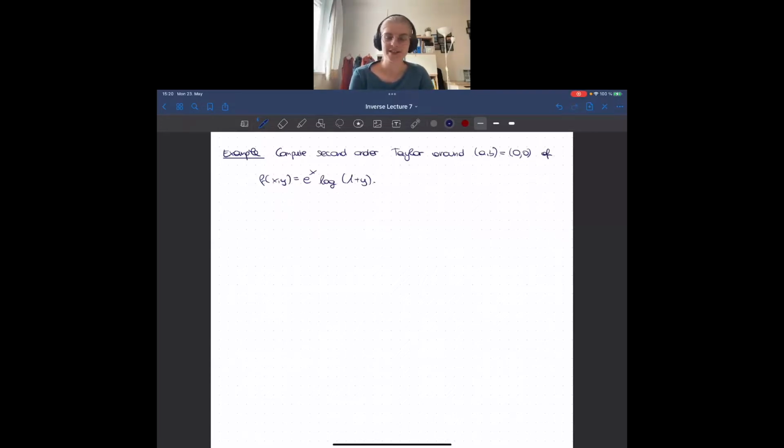So the function here is highly nonlinear. Obviously, the exponential function is nonlinear, but also the logarithm is nonlinear. And we use first order Taylor to show a linear approximation of the function, and second order Taylor to introduce a quadratic approximation of the function. Before we start, we need to discuss which partial derivatives we actually need for that task.